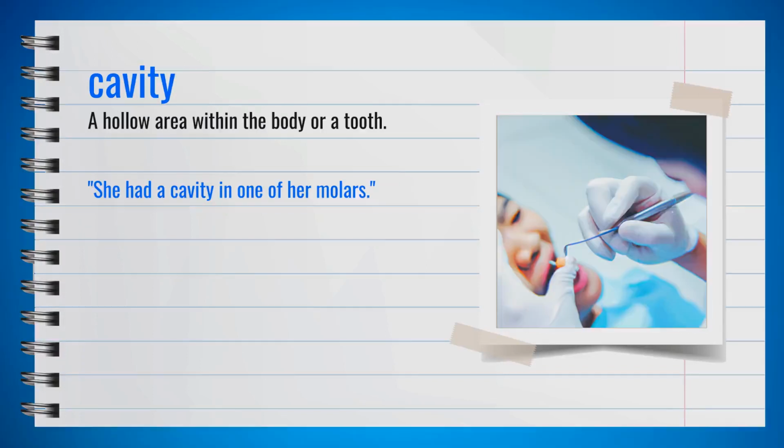The word cavity is spelled C-A-V-I-T-Y, and it's a noun. The pronunciation is cavity. It refers to a hollow area within the body or a tooth. For instance, she had a cavity in one of her molars. So in summary, cavity refers to a hollow area within the body or a tooth.